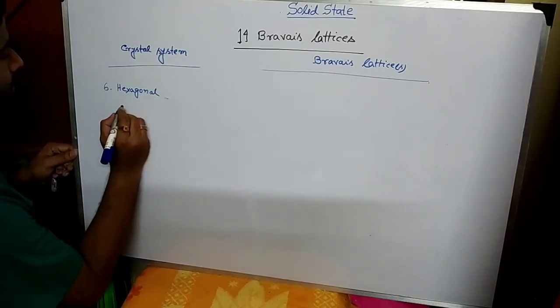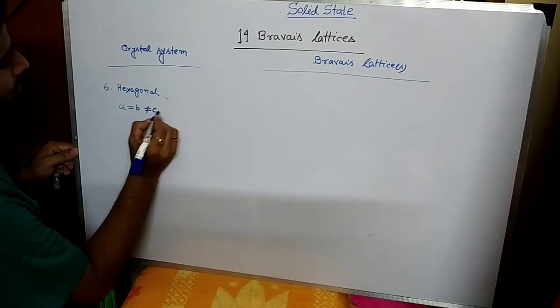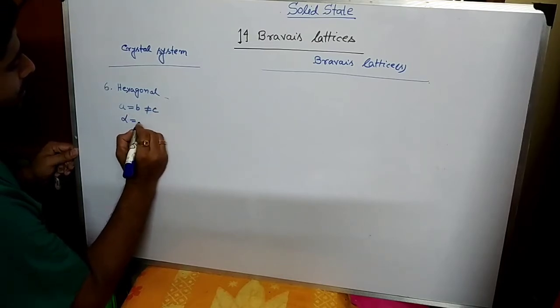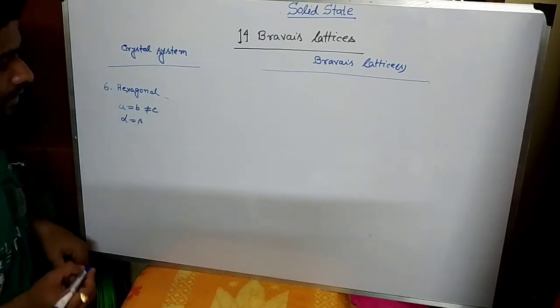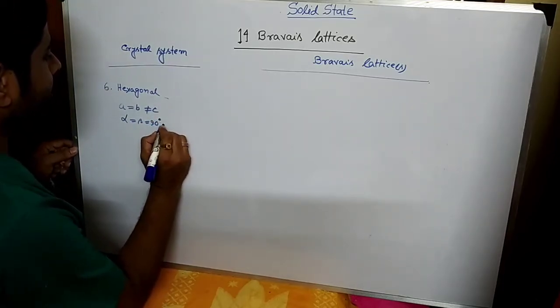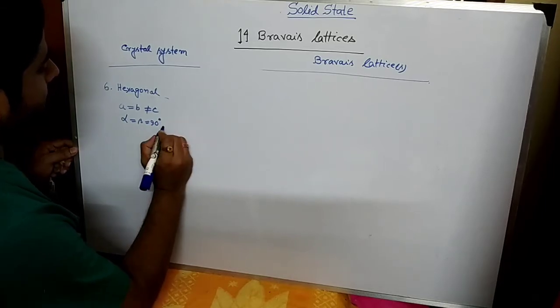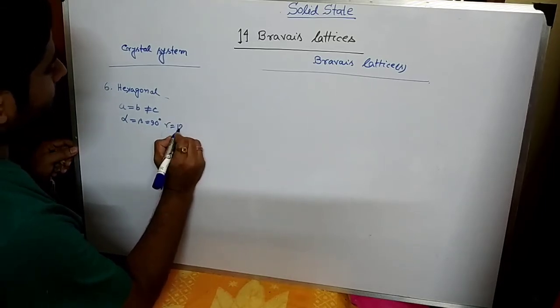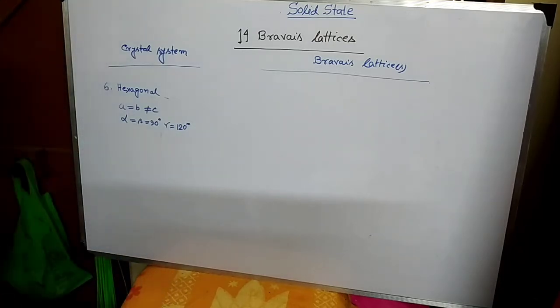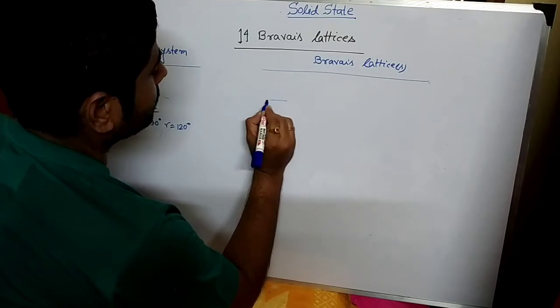So what is the restriction for the hexagonal system? A equals B not equal to C, alpha equals beta equals 90 degree, not equal to gamma equals 120 degree. So let us have a look at the structure of rhombohedral.